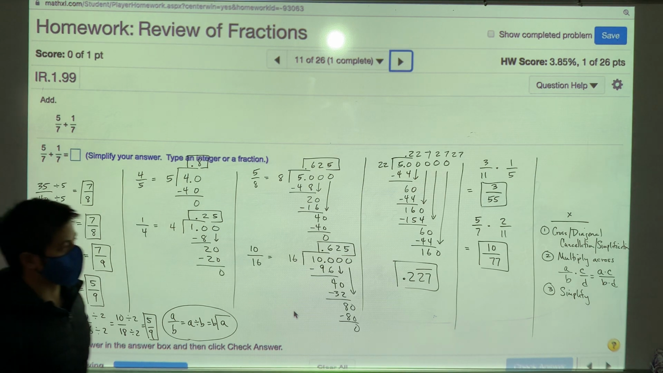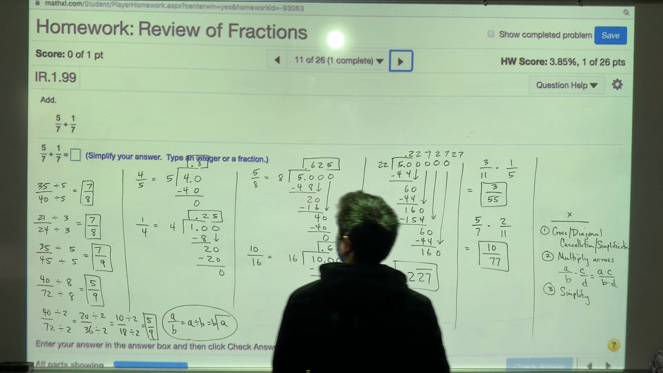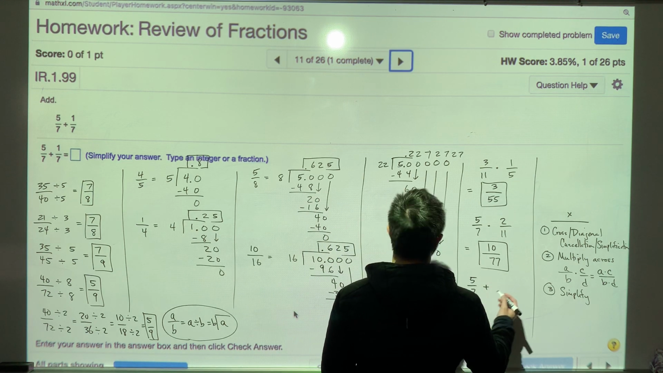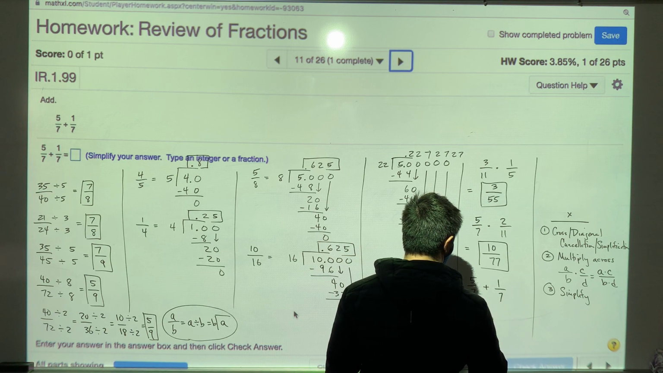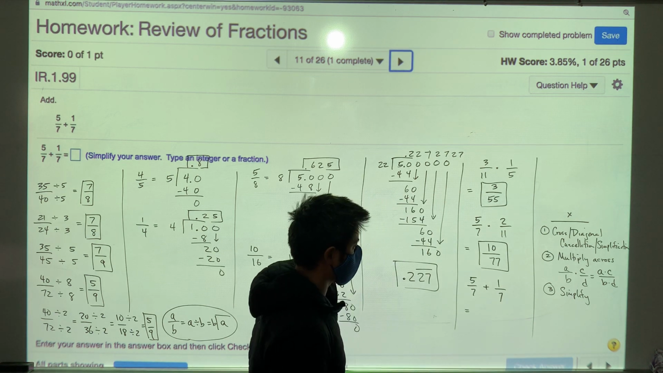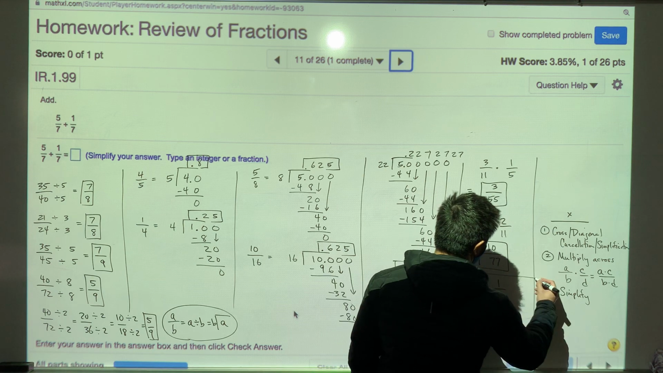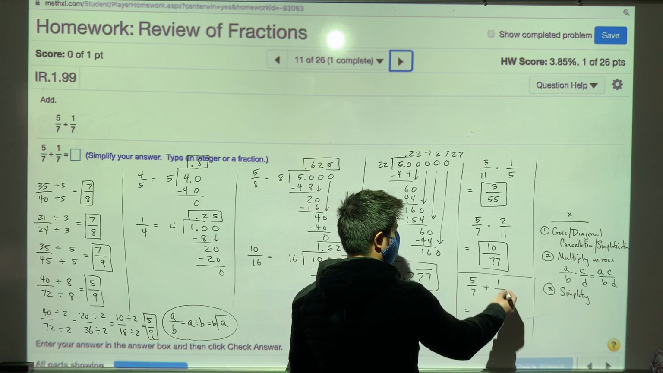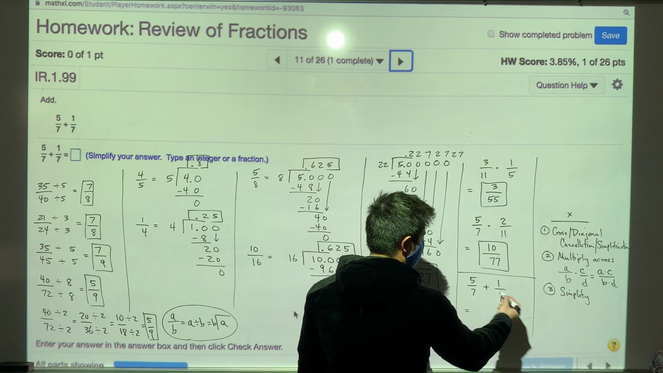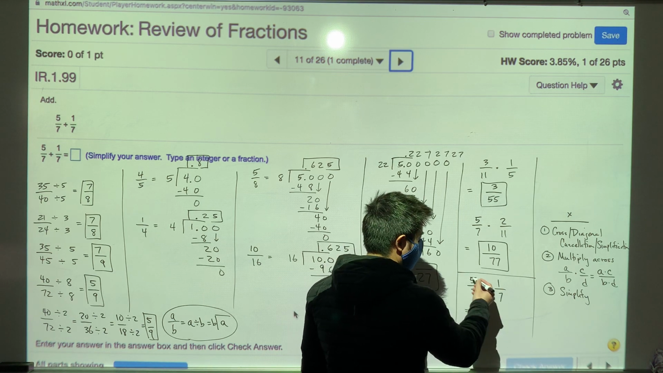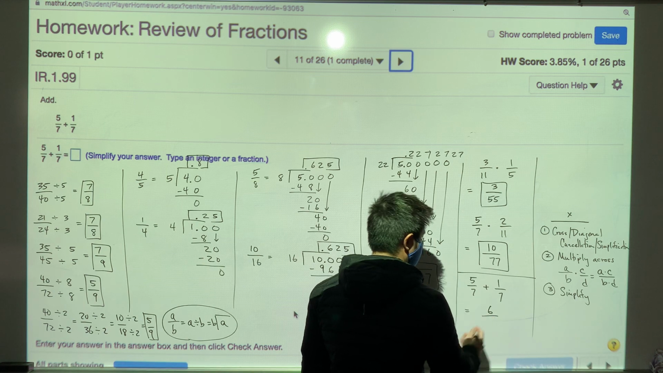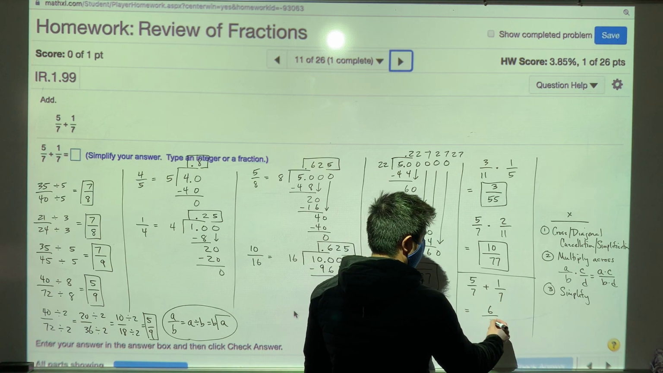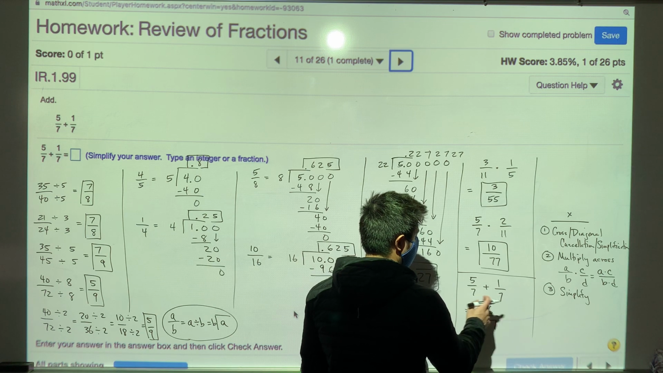Now, looks like they take a quick break to do an addition problem. So 5 over 7 plus 1 over 7. I'm guessing that they wanted to do this because they want to make sure you can see the difference between multiplication and addition. Look, when you're doing addition, the wrong way would be to add and add. 5 plus 1, 6. Yes, you can add the top. But the bottom does not get added.